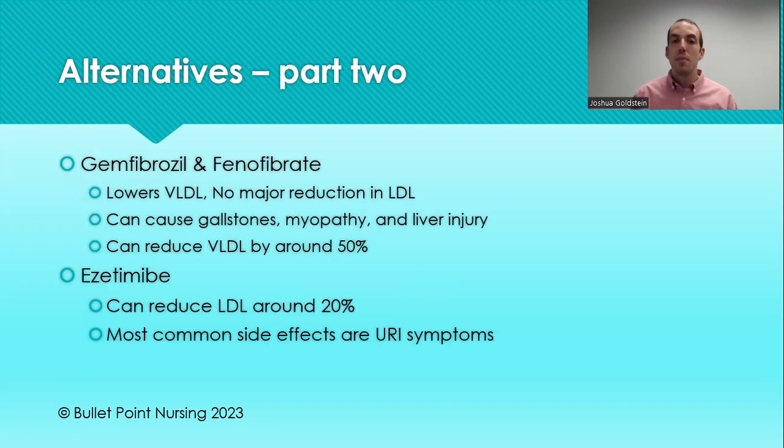And each of these medications, again, has a specific purpose. This one can reduce your VLDL by roughly 50%. I wouldn't expect you to have to go too deep into the mechanism of action of this one. The next drug that we have is ezetimibe. Ezetimibe works a little bit differently than the other ones. This one, again, is most commonly used as an add-on drug.